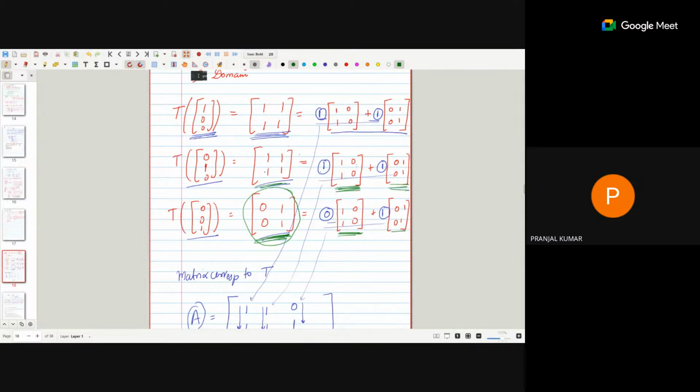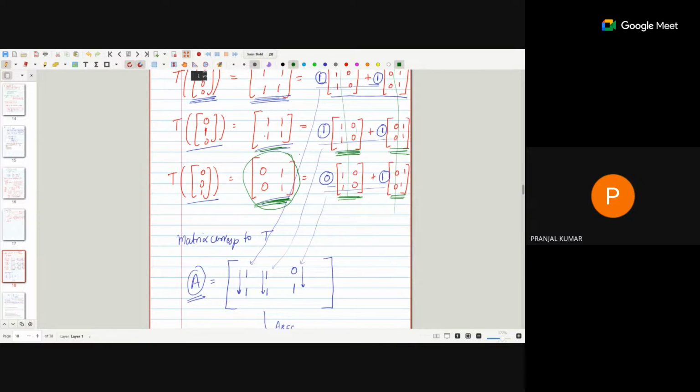So you see these are the same. If you see this row, the entire row is the same, and this column is also the same. So I am expressing those. See, 0 0 1 1 can be achieved as 0 times 1 1 0 0 plus 1 times 0 0 1 1. So I got these coefficients.